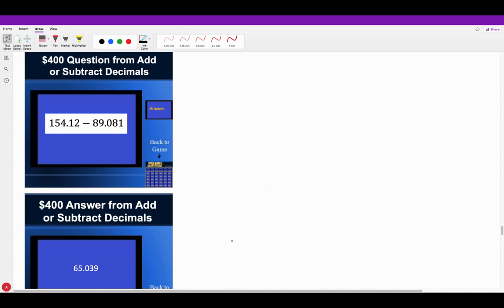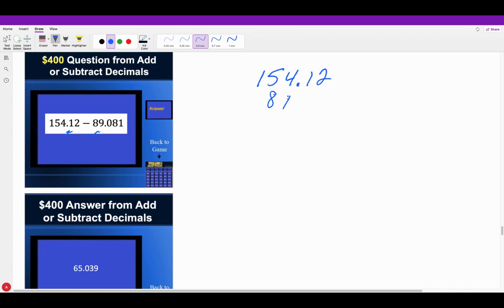All right, I'm going to go over the question 400, 600, and 1,000 on this one. So for 400, the thing when you're doing decimals, you need to just make sure that you are lining them up properly. So when I do this one, I'm going to do 154.12. So since my larger number is already being subtracted by my smaller, I don't need to worry about changing or manipulating anything. And then it's going to be minus.